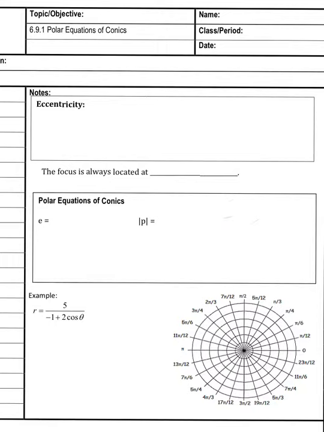Okay, polar equations. Oh, and the focus is always located at the pole. Polar equations of conics. E stands for eccentricity, as stated above, and eccentricity is always greater than 0. P is the distance between the focus and the directrix.